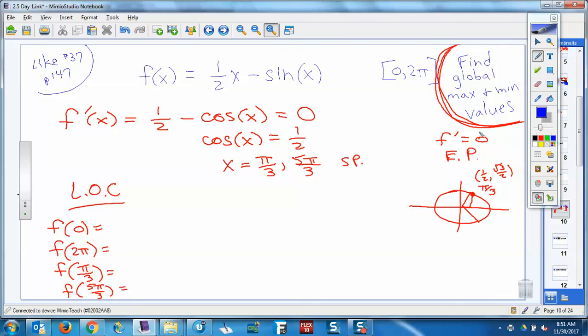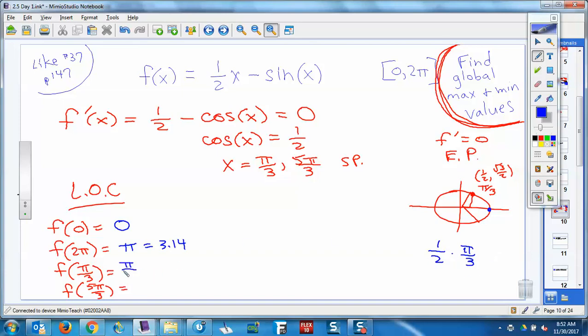Back to the original method. So the original, put in a 0, that'd be 0, sine of 0, that's 0. Okay, 2 pi, what's sine of 2 pi? Sine of 2 pi is 0. 1/2 times 2 pi, or about 3.14. Right, because we've got to compare these. We've got to compare what's biggest and what's not. Pi thirds, what's 1/2 times pi thirds? Just multiply across, right? Pi over 6.